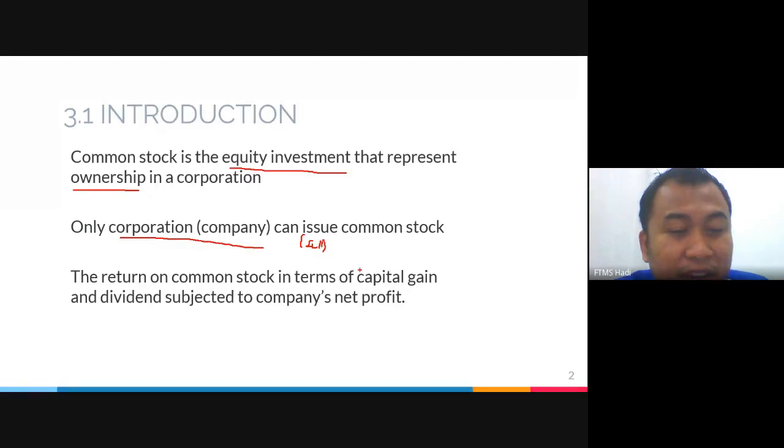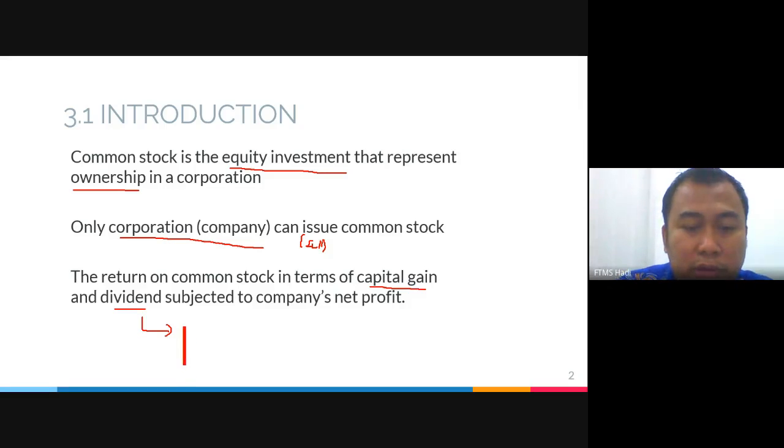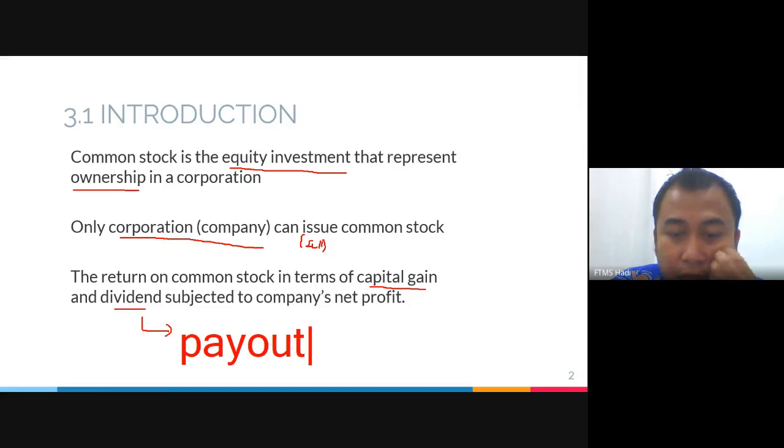All right, and then the return of common stock in terms of capital gain, I already talked about capital gain, which means buy low, sell high, and also dividend, which is in terms of payout. Okay, we will talk about payout in a later chapter. What is the payout strategy that a company practices? We will talk about that later on.